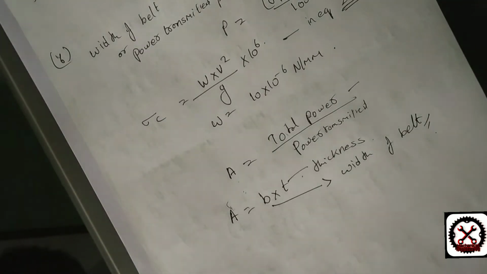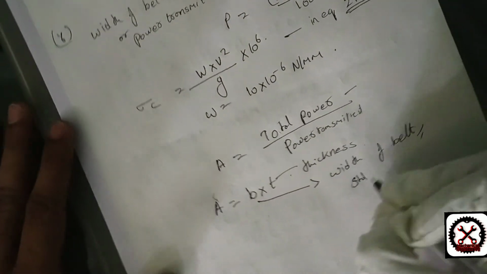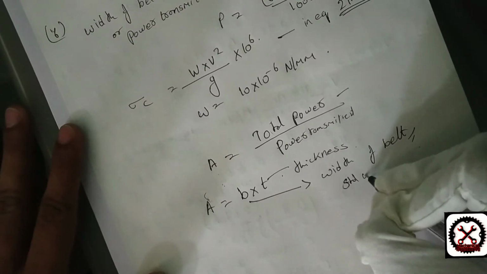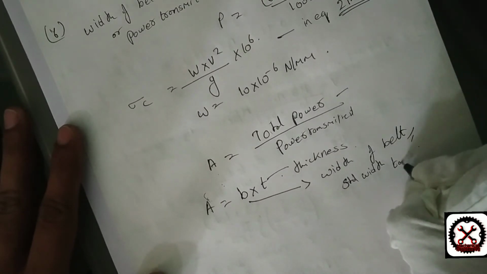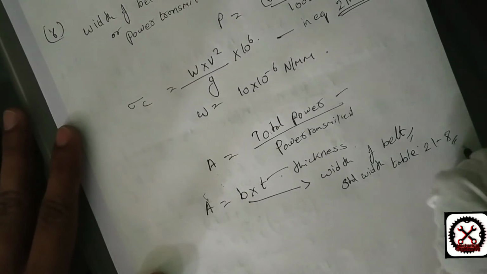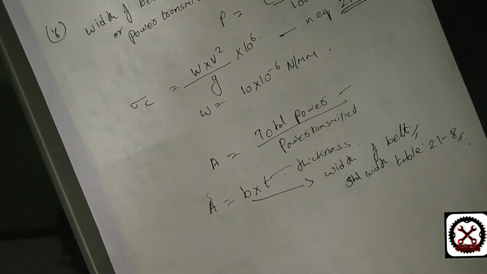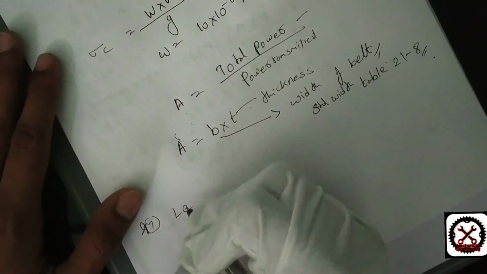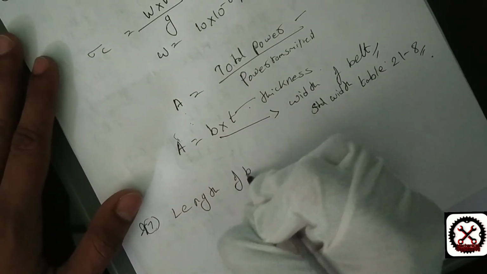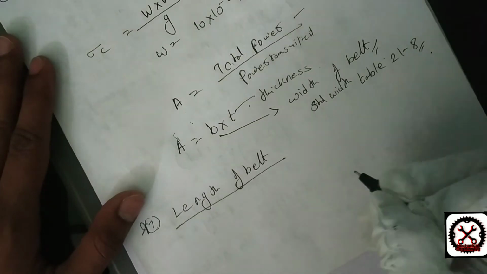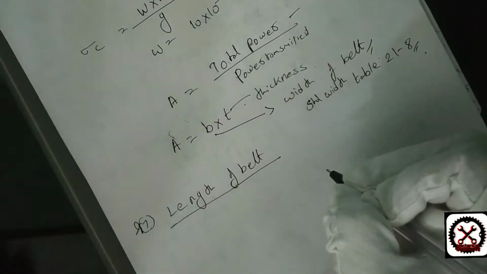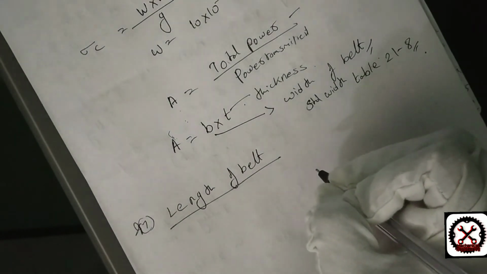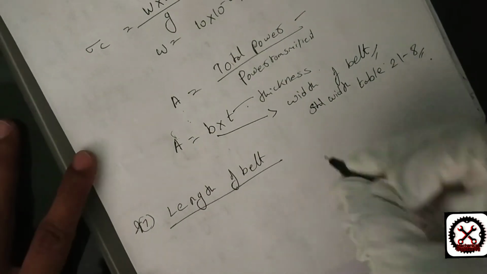table number 21-8, standard width, table 21-8. After finding the width of the belt, we have to find the length of the belt. Length of the belt is given in the equation 21.7.